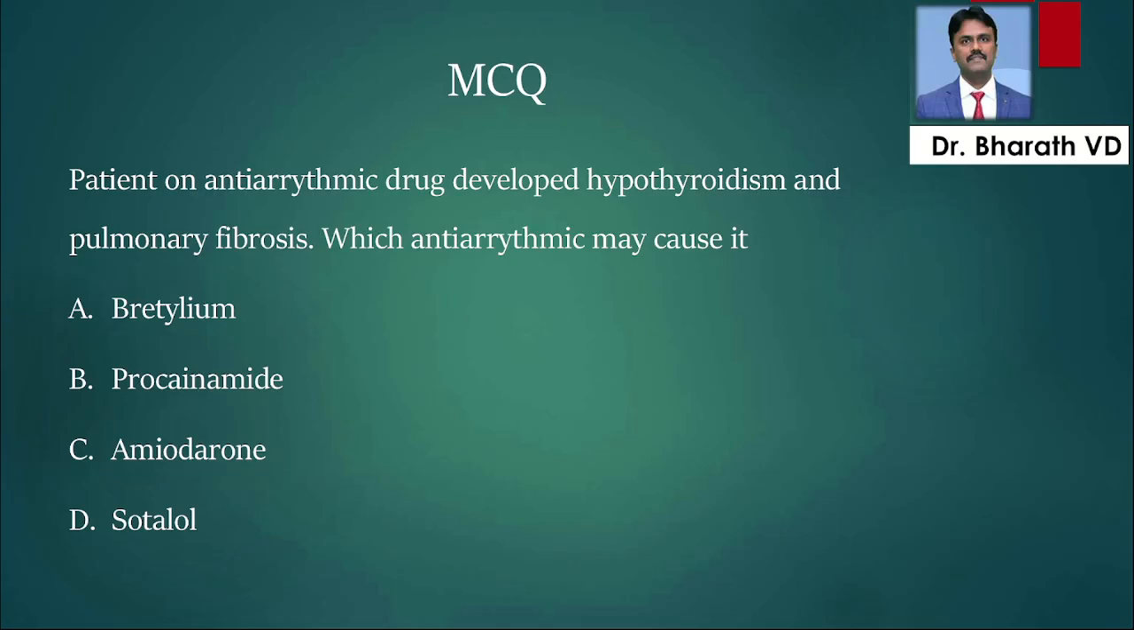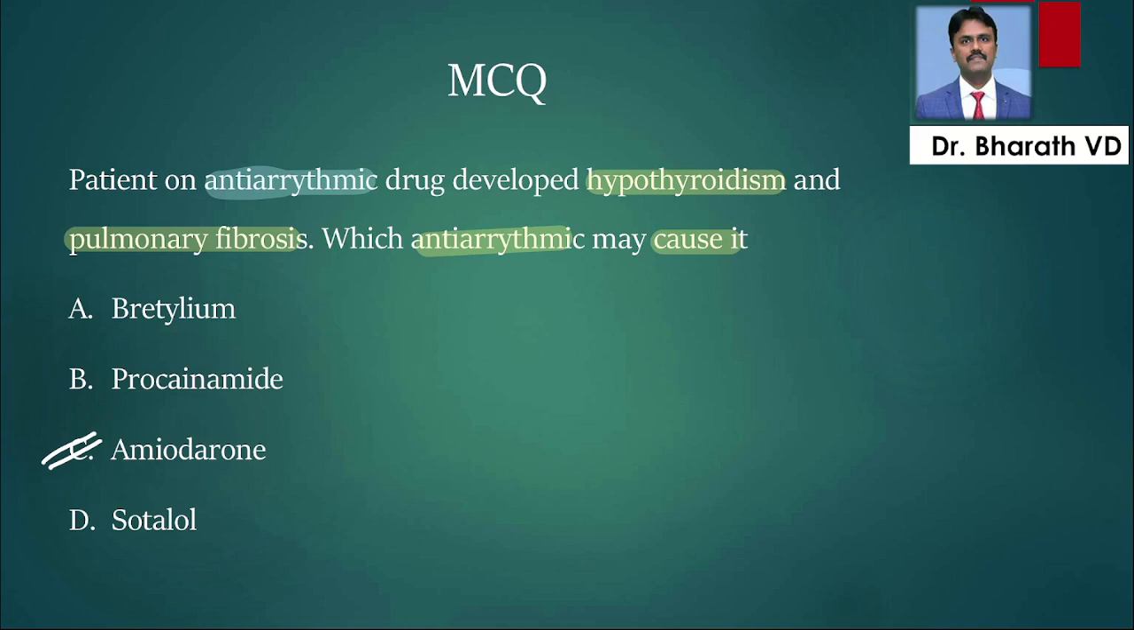The MCQ reads like this. Patient is on antiarrhythmic drug. He developed hypothyroidism and pulmonary fibrosis. Which antiarrhythmic may cause it? Take a guess. The answer is C. Amiodarone. So amiodarone can cause hypothyroidism and lung fibrosis.